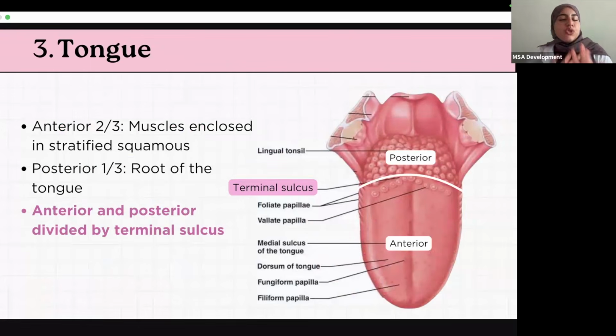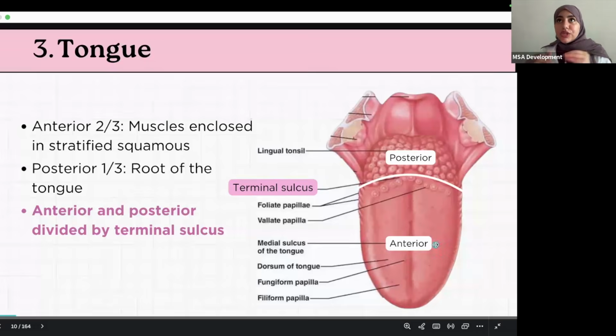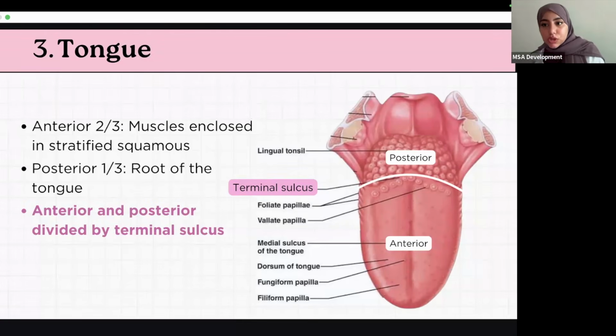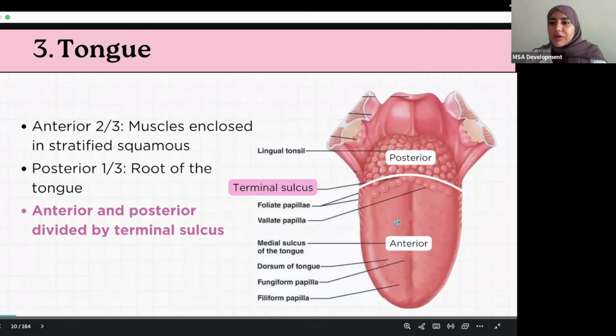Okay, this is so high yield. The tongue is so high yield. So, in the tongue, it's not just one tongue. You have a posterior segment and an anterior segment. And what separates the two is something called the terminal sulcus. The terminal sulcus is right here. And this is 1/3 and this is 2/3. Okay? This is very, very important.